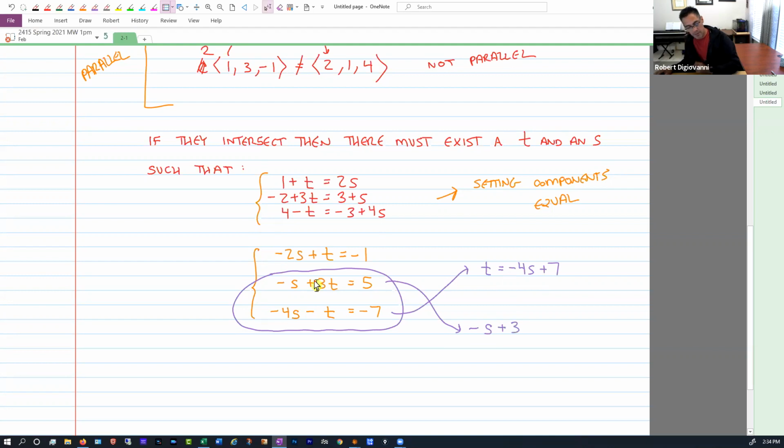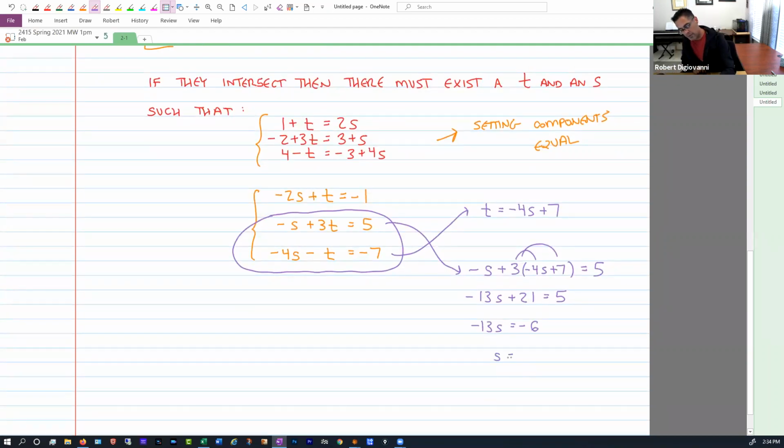So I have 3t. I'm going to replace the t with -4s plus 7, and then equals 5. And this should give me, let's see, distribute that 3 through, so this should give me negative s and -12s, -13s plus 21 equals 5. -13s equals -6, subtracting 21 on both sides. So s is 6 over 13, dividing by -13.